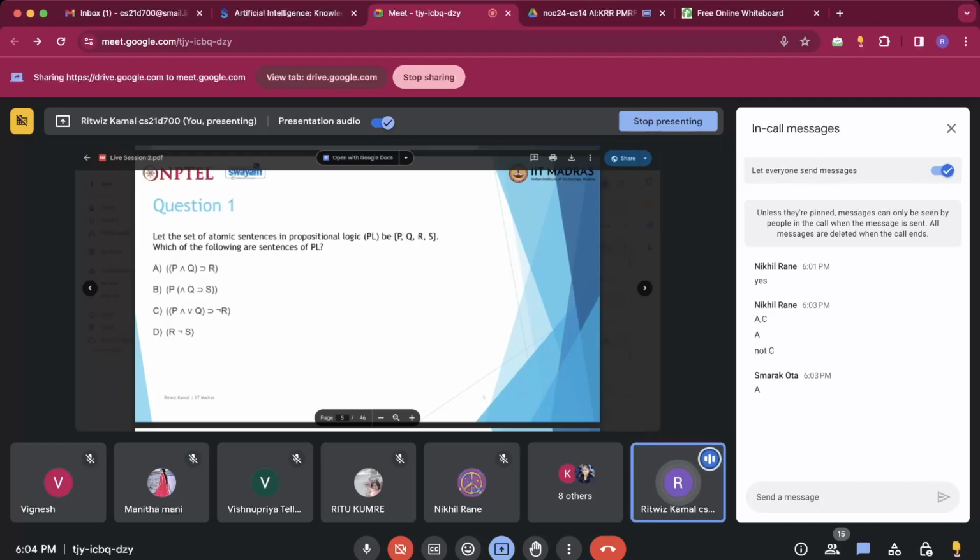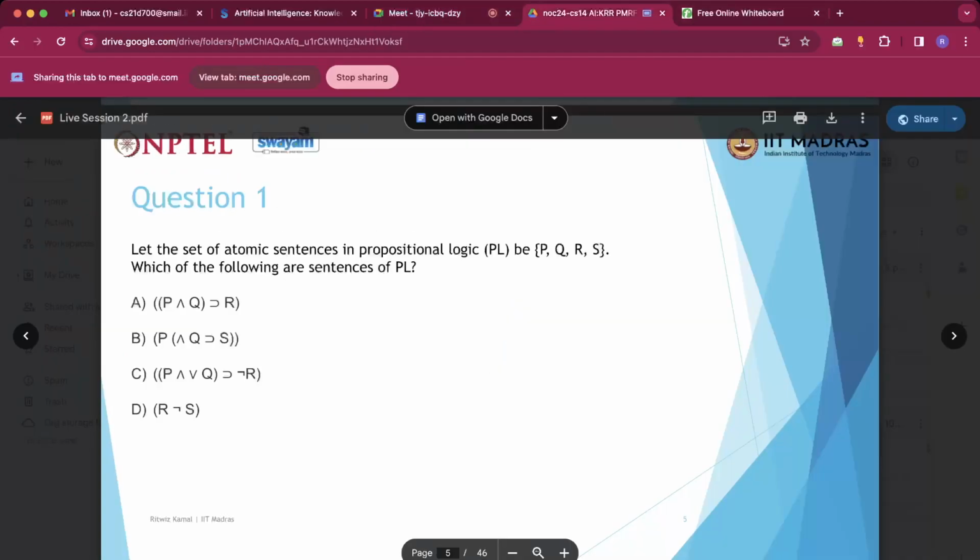In option B, there is a parenthesis right before an AND operator, which is not a meaningful way of writing a sentence. An operator should connect two of these atomic sentences. So option B is incorrect. In option C, we have an AND and an OR operator written side by side, which is also incorrect. Option D does not have any proper operator between R and S. We have the negation operator there, which is a unary operator, not a binary operator. So option D is also incorrect. The correct option is option A.